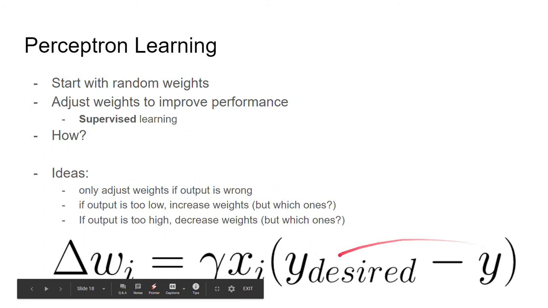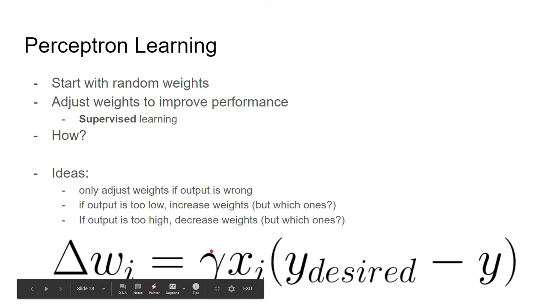Y desired minus Y. Y is the actual output of the system, and Y desired is what the output should be. If Y desired equals Y, so the output is correct, then that's 0, and we're not going to change our weights. If Y desired minus Y is positive, that means my value is too low. I'm going to multiply that by my value for my feature. That makes sense because any feature that's 0 right now, that weight isn't being used, so we shouldn't be adjusting it. So we multiply by how active the feature is right now, and then we put in some learning rate parameter.